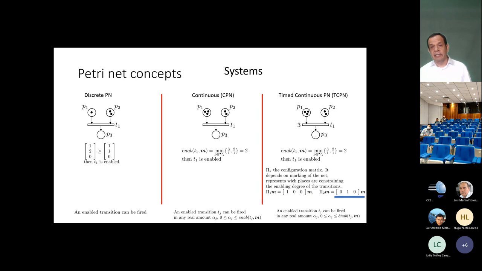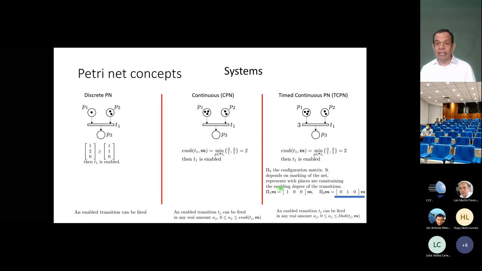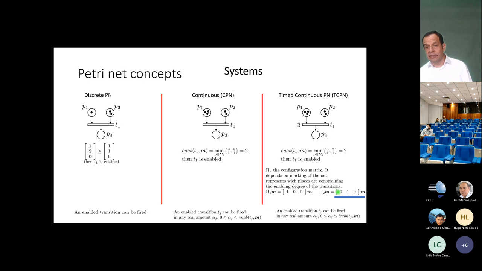If I change a little bit the initial marking of this net like this, then the enabling degree for this net is now 2, and it indicates that place 2 is the one that is constraining T1. So my configuration matrix is going to change to this one. In this case, P2 is the one that is constraining this transition. And also, again, this number is the inverse of the weight of this arc.